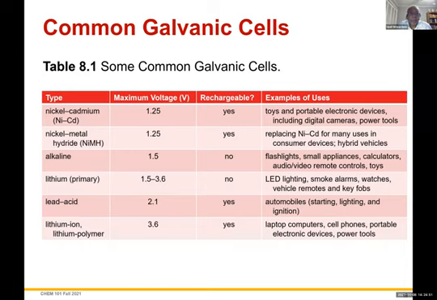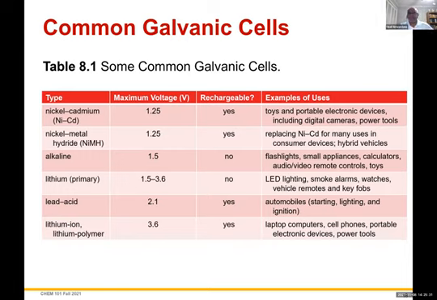Now the other part is lithium polymer batteries. These are the latest types of batteries found in laptops, computers, cell phones, portable electronic devices, and power tools. So they are rechargeable. 20 volts, 15 volts. Power tools use lithium-ion batteries. Lawnmowers, blowers, etc. So how many types of batteries did we talk about? 6 types of batteries.